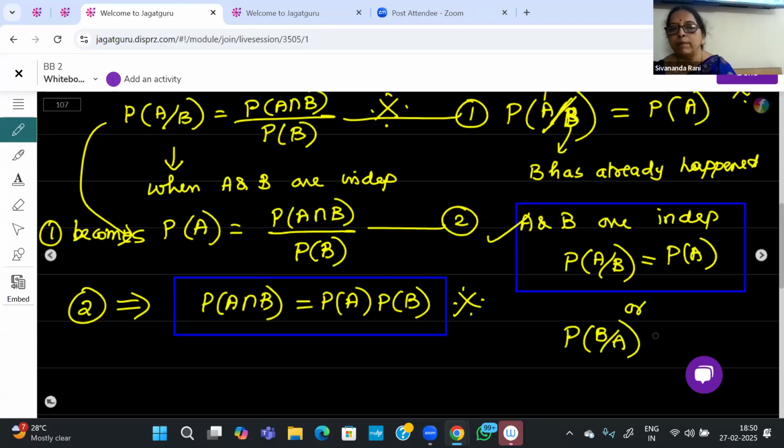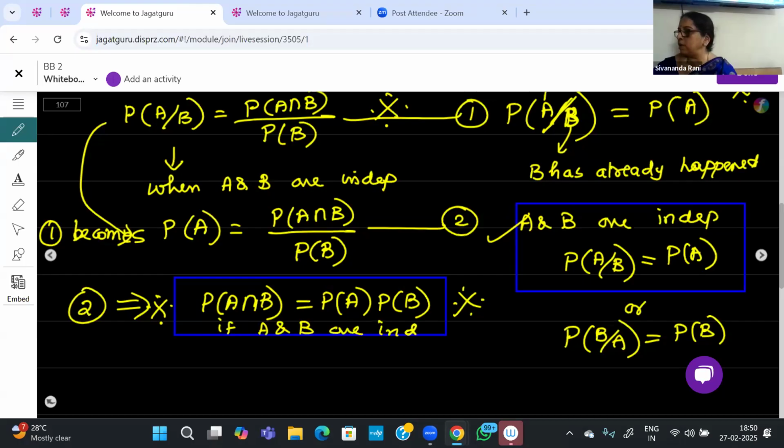P of B given A should be the same as P of B. That way also independence can be tested. But from both, what arises is the common idea, the universal way of testing independence, which is P of A intersection B is P of A into P of B. Okay, this is the basic idea whenever they are independent. I hope all of you know this.